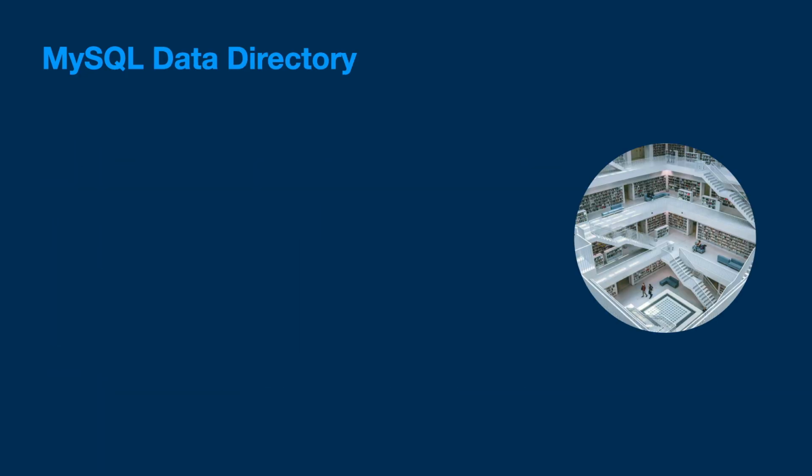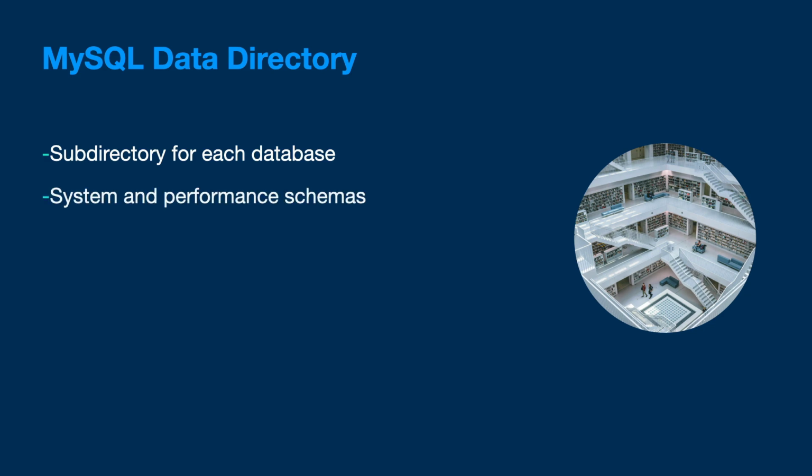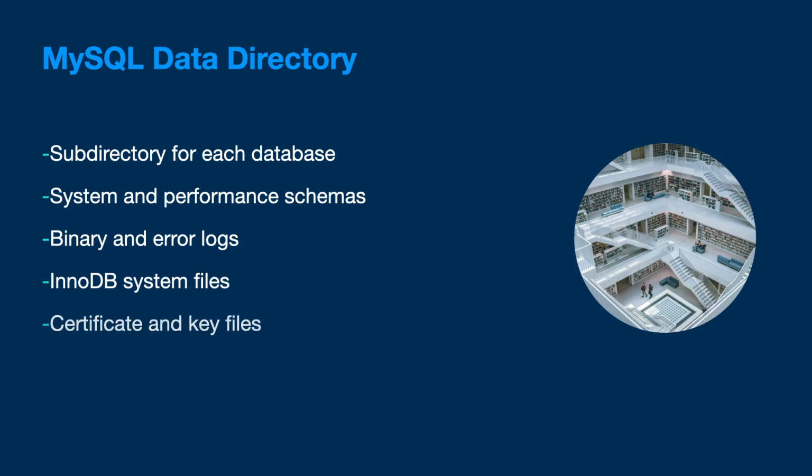As for the physical data actually controlled by the storage engine, that's known as the data directory. This contains a subdirectory for each database. It also has system and performance schemas. They're treated just like any other database. This is where your binary and error logs are, as well as InnoDB system files. And it holds certificate and key files as well. What you'll not see here is configuration files. Those aren't touched by MySQL itself. System-level configuration is kept separate from data files.